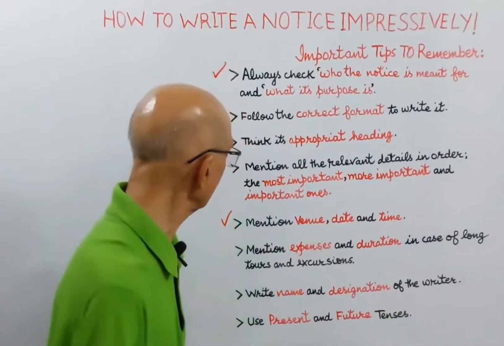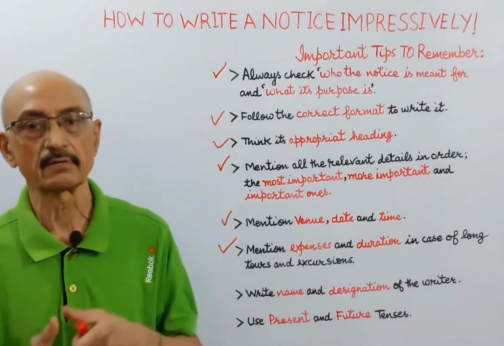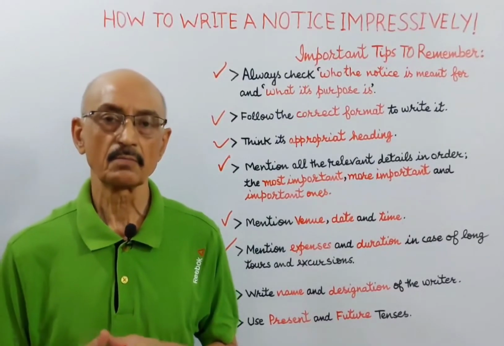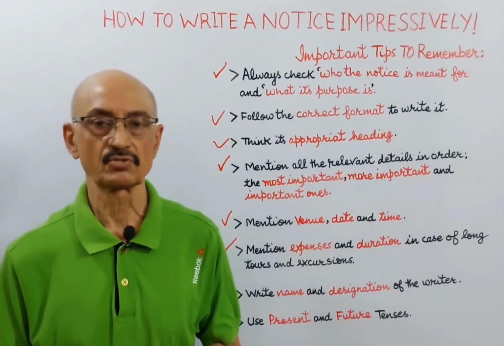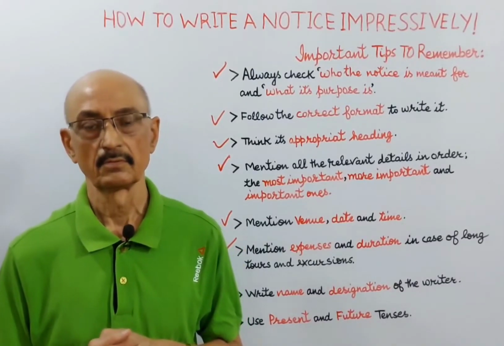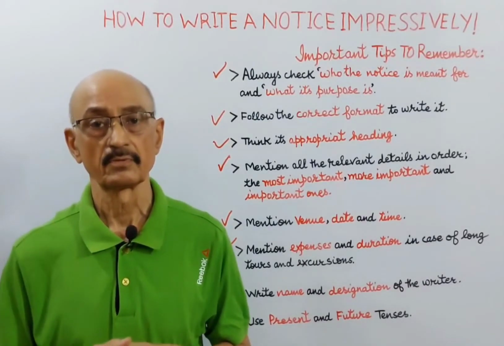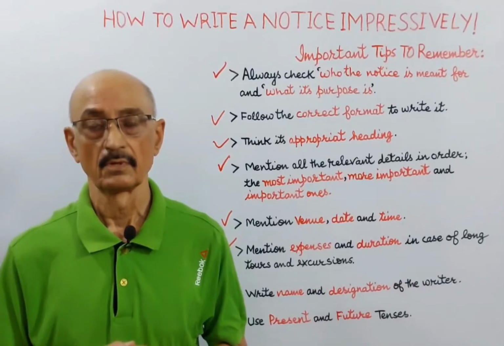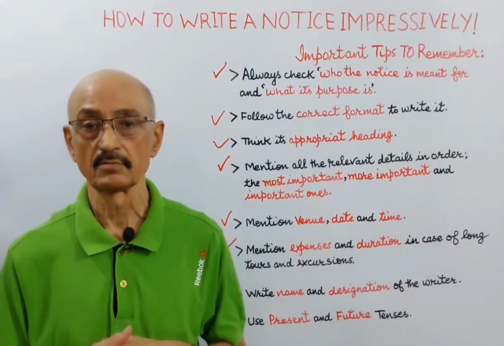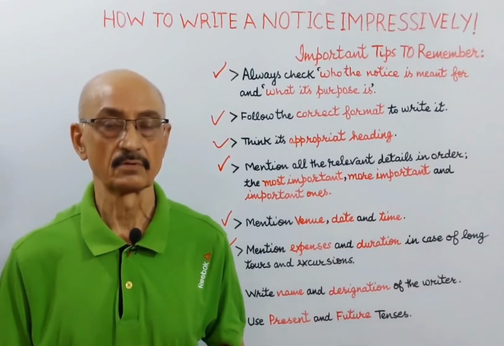The next step is mention expenses and duration in case of long tours and excursions. Suppose you are being taken to Rajasthan for a week-long tour, then you will write the date of departure and time also. You will write date of arrival, but you don't have to mention time. You don't know the exact time of your arrival.